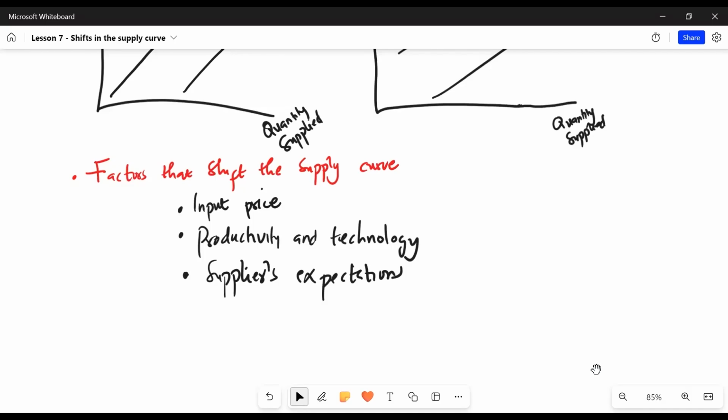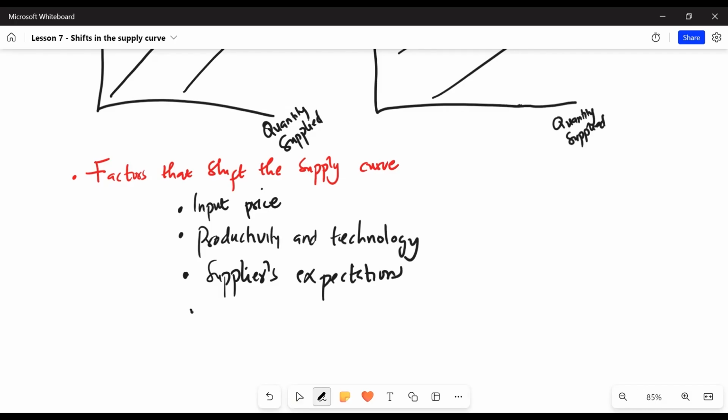Expectations of future prices can cause the supply curve to shift. If producers expect the price of their good or service to increase in the future, they may decrease their current supply to sell more in the future when prices are higher. This could cause the supply curve to shift to the left. Conversely, if producers expect future prices to decrease, they may increase their current supply to sell more before the prices fall, causing the supply curve to shift to the right.